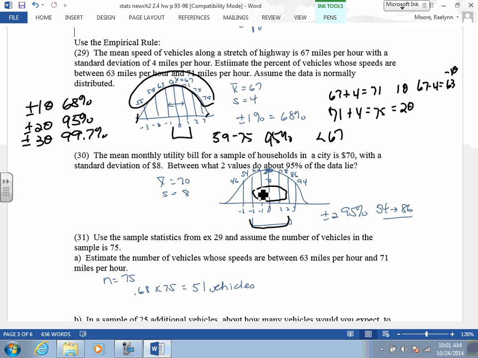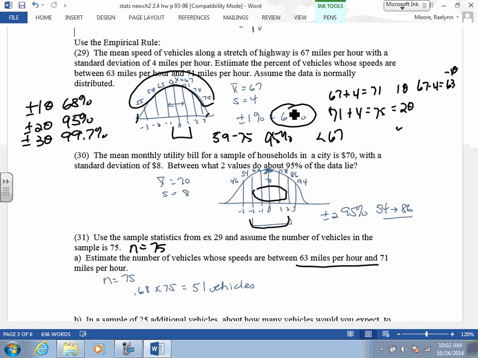And number 31 says go back to example 29, this guy, and assume the number of vehicles in your sample is 75. This is what a lot of you forget. This is how many you're testing. Estimate, out of those 75, how many vehicles would be between 63 and 71 miles an hour? You told me 68% of the vehicles would be between 63 and 71. So if 75 vehicles come through, 68% of that 75 should be between 63 and 71. So 68 times 0.75.